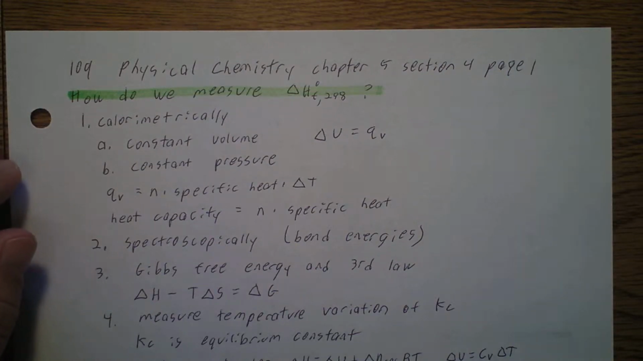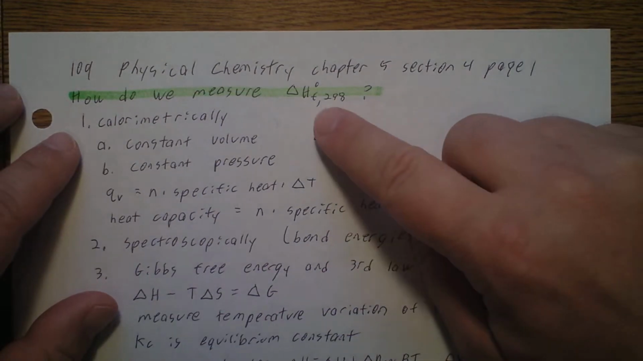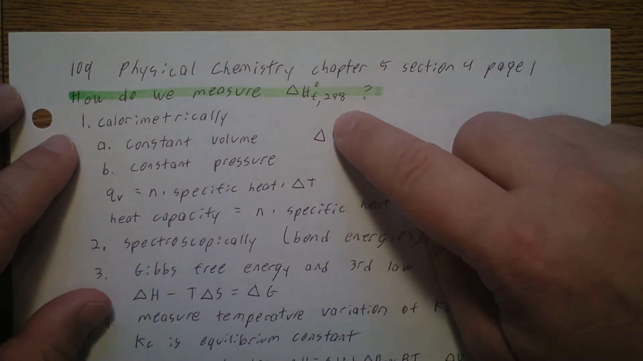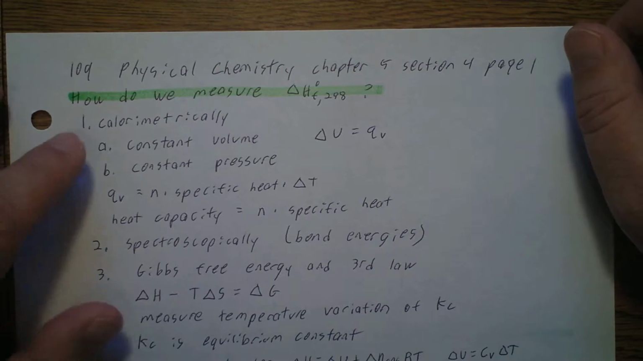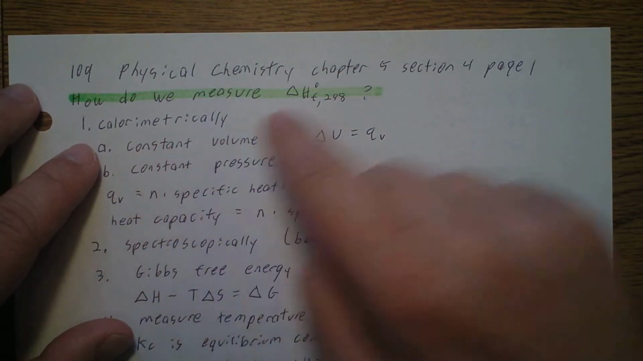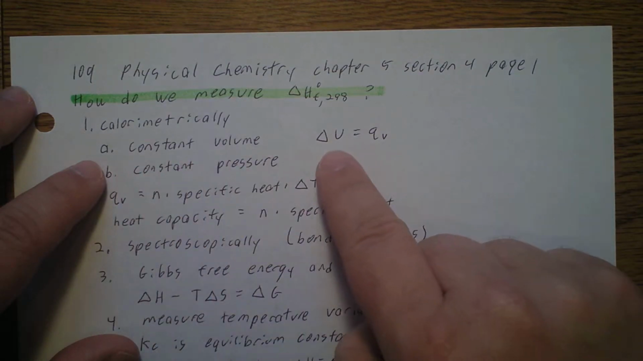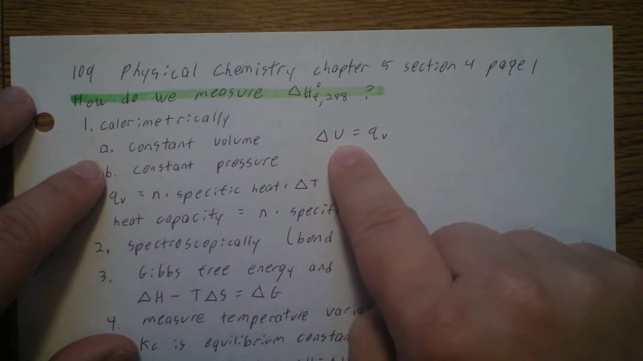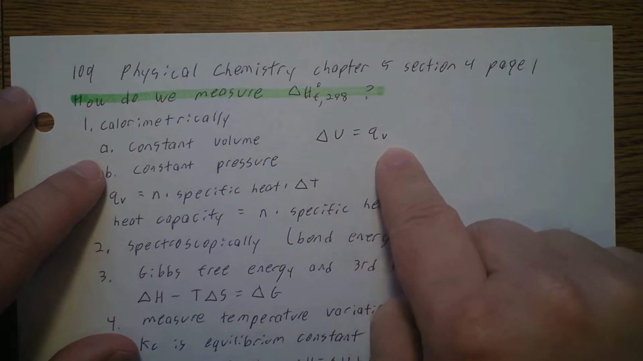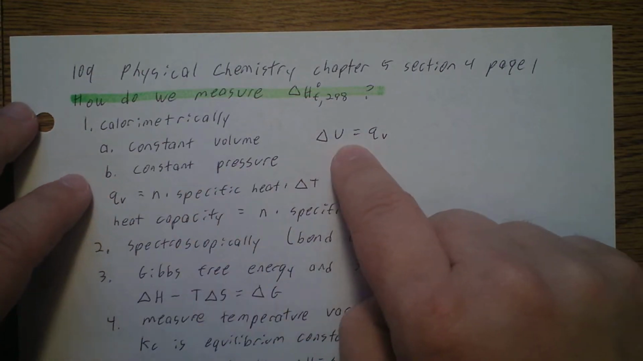Continuing on physical chemistry, chapter 5, we're beginning section 4 now. So how do we measure the standard enthalpy of formation of a substance at 298 kelvins? Well, one is calorimetrically, or calorimetry. We could do it at constant volume, in which case the change in the internal energy is just equal to Q at the constant volume. We could do it at constant pressure.